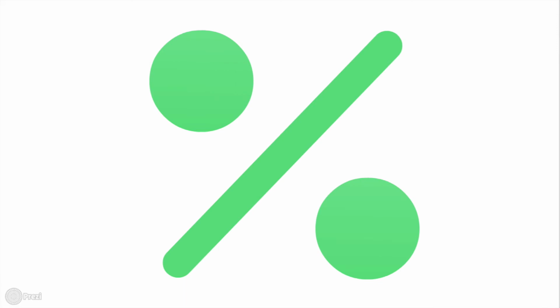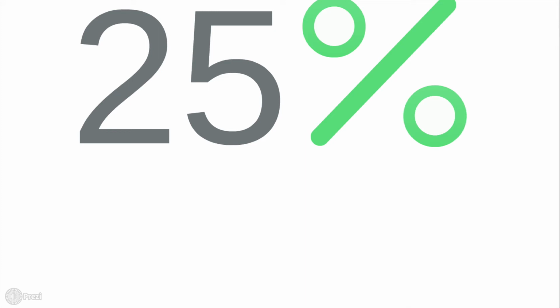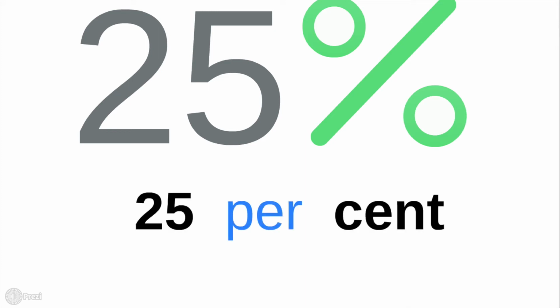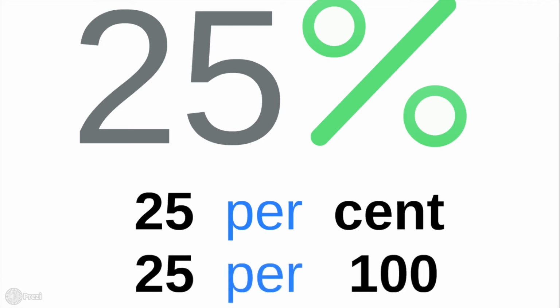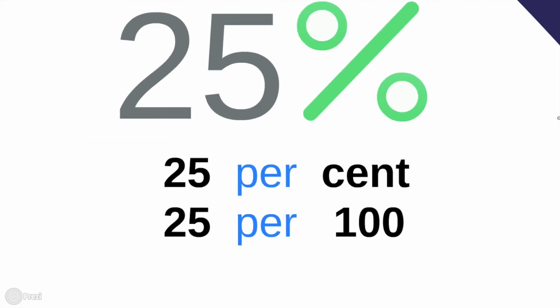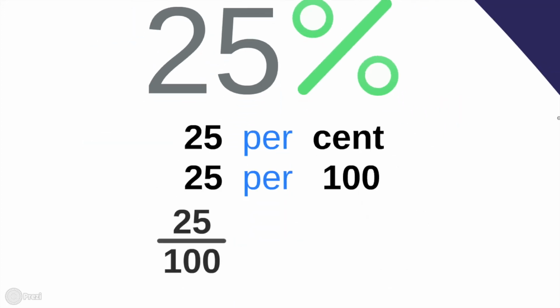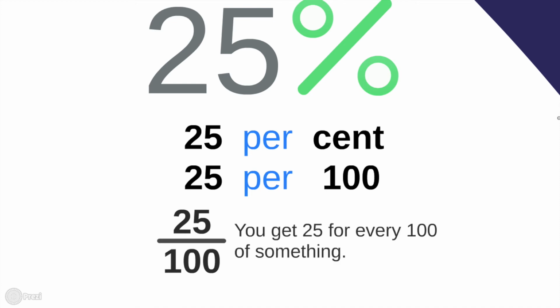What if we just tilt it a little bit? Does this look like anything you know? What if we add some centers to those circles? Yeah, it's a percent. And a percent is nothing more than a ratio. Let's look at 25%. 25%. Cent meaning 100. So 25 per 100. Or written as a fraction, it's 25 over 100. And we know that this ratio means you get 25 for every 100 of something.